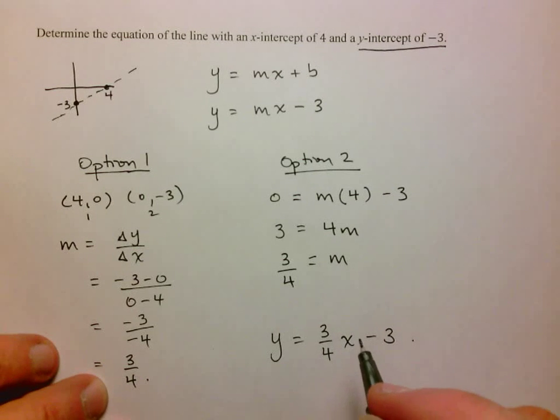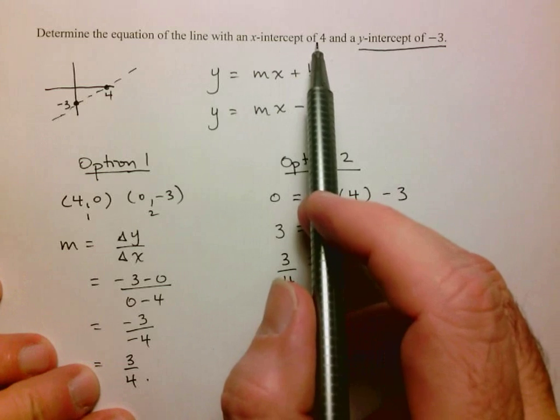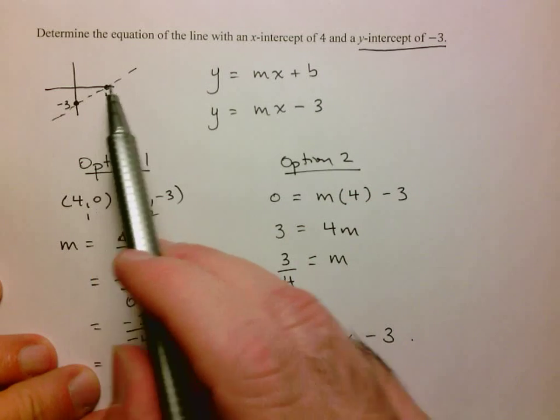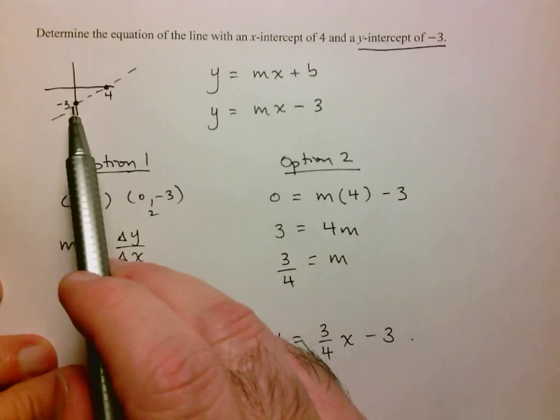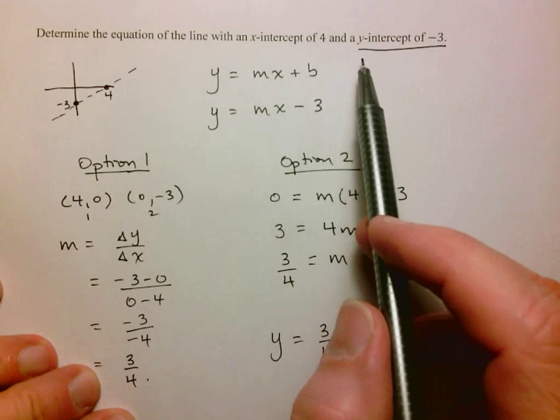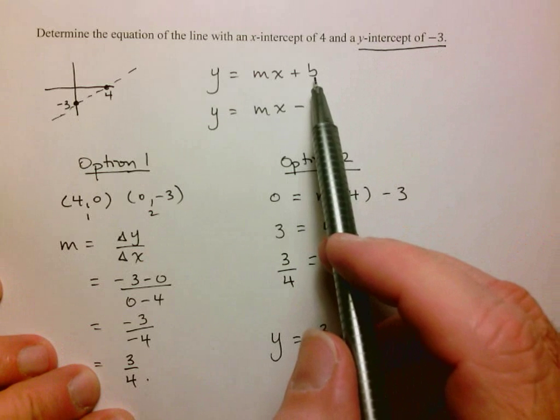Just to recap, here we recognize that the x-intercept of 4 relates to a point on the line, (4, 0), and the y-intercept relates to the point (0, -3). And we recognize that this piece of information gives me one of my unknowns in my line equation, the b value.